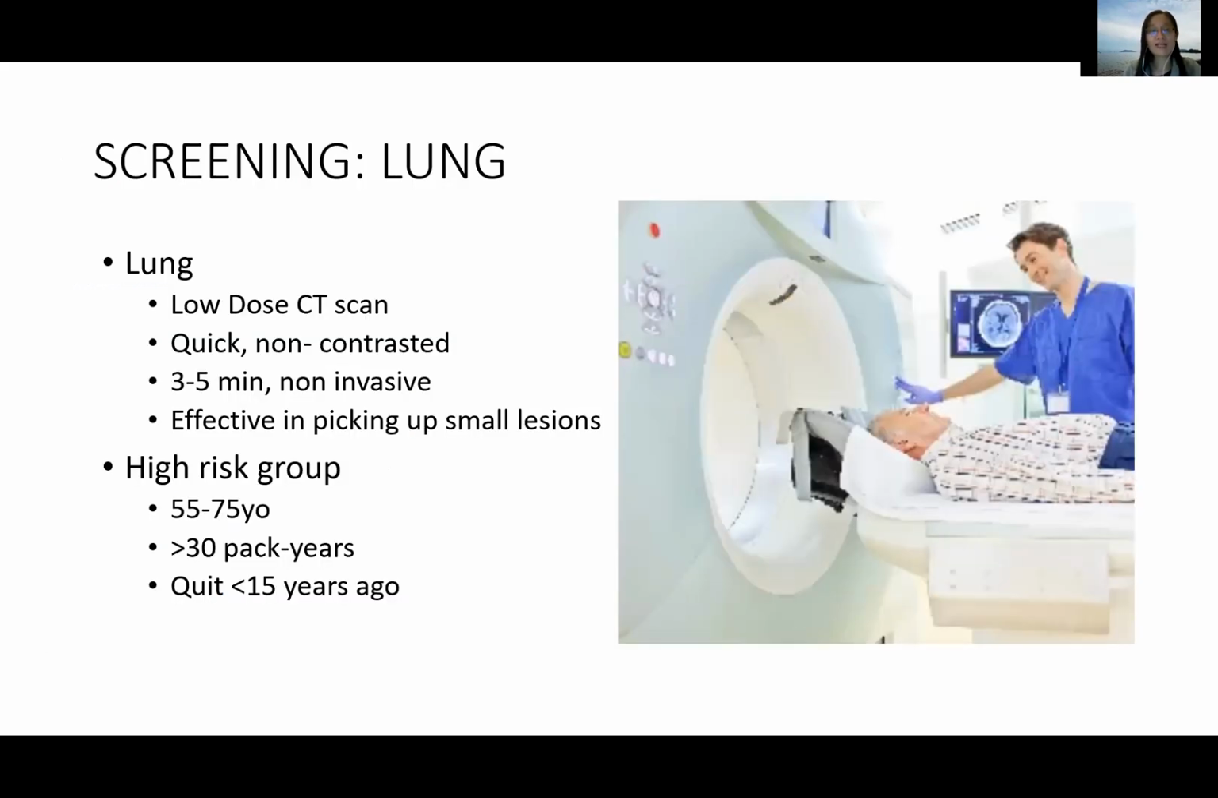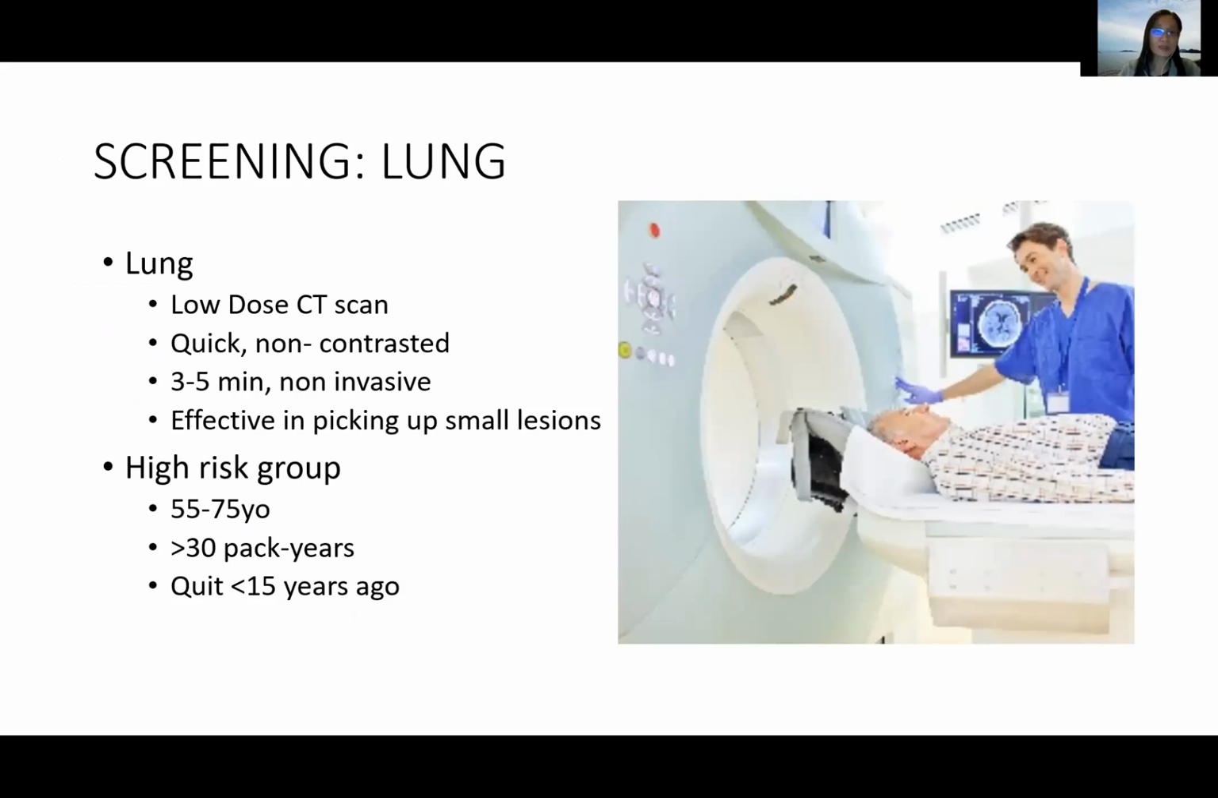And screening for lung is actually very simple. You do a low dose CT scan. The CT dose is actually very minimal. It's very quick. You don't even need to give contrast. It's only 3 to 5 minutes. You just lie down in the machine. They screen through very quickly and locate whether there are any nodules in the lung. If they find something, then you may warrant further investigation under the respiratory physician, for example.